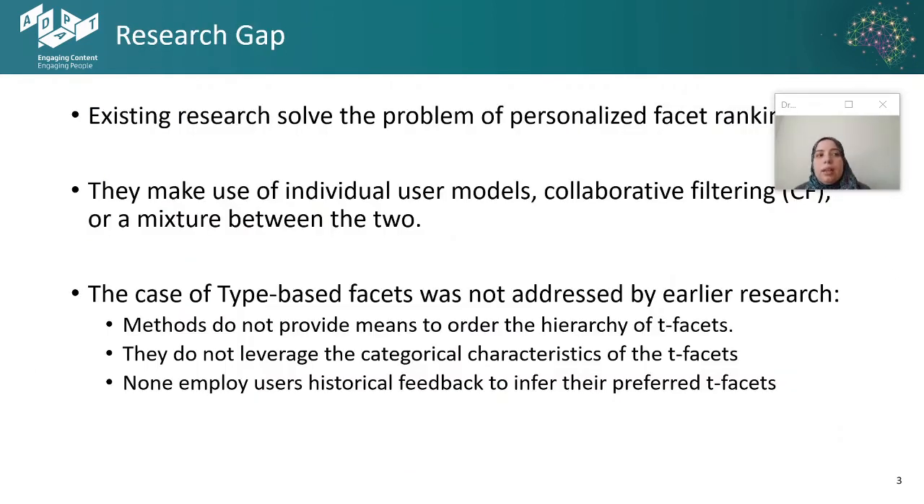Existing research focused on the problem of facet ranking in general and how this can be personalized. They make use of individual user models, collaborative filtering models, or a mixture between the two approaches in order to rank the facets to the user. But the case of the type-based facets remains not addressed by the earlier research. Methods don't provide means to order the hierarchy of the T-facets, the whole tree.